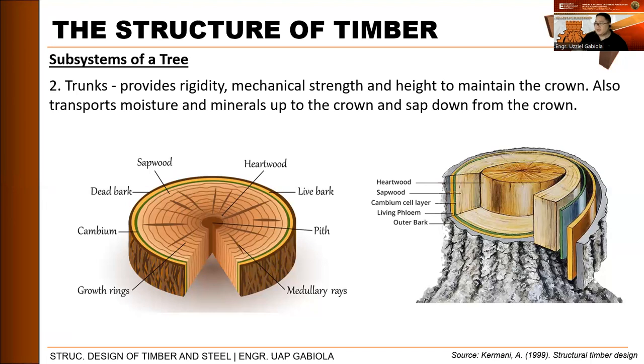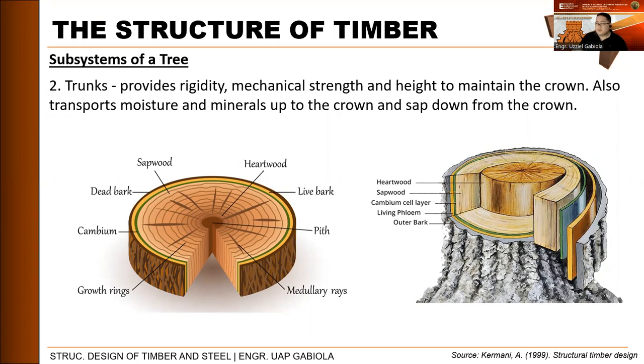So most cells are oriented in the direction of the trunk axis. So most cells are longitudinal in nature. Okay? Except for cells known as rays, which run radially across the trunk. We can see here a few arrows, lines, which we call medullary rays. Okay? So in temperate countries, a tree produces a new layer of wood just under the bark in the early part of every growing season. So every growing season, there is growth, no? This growth is at the end of the growing season or during winter months.